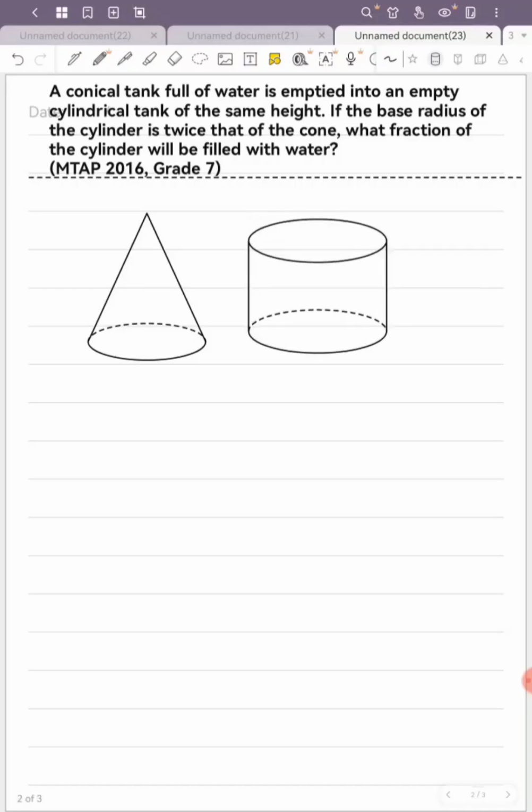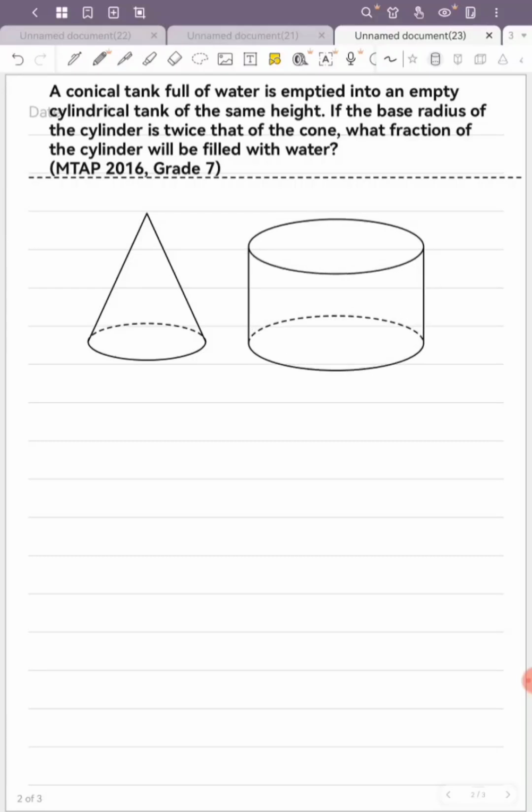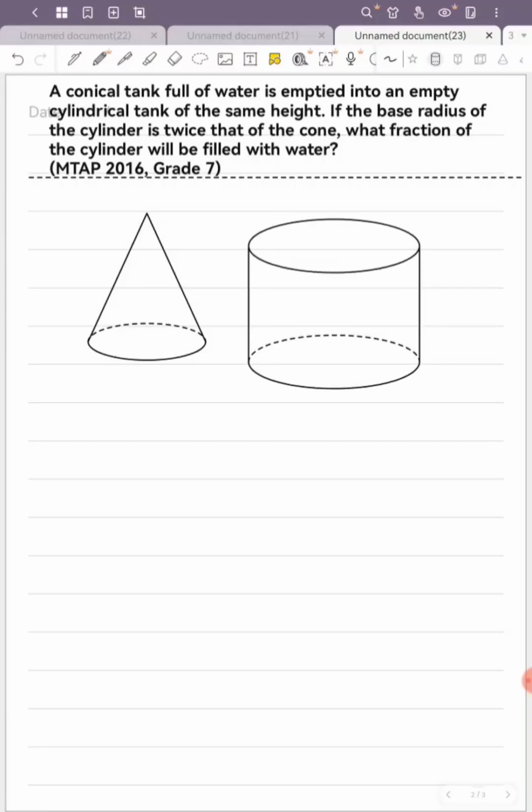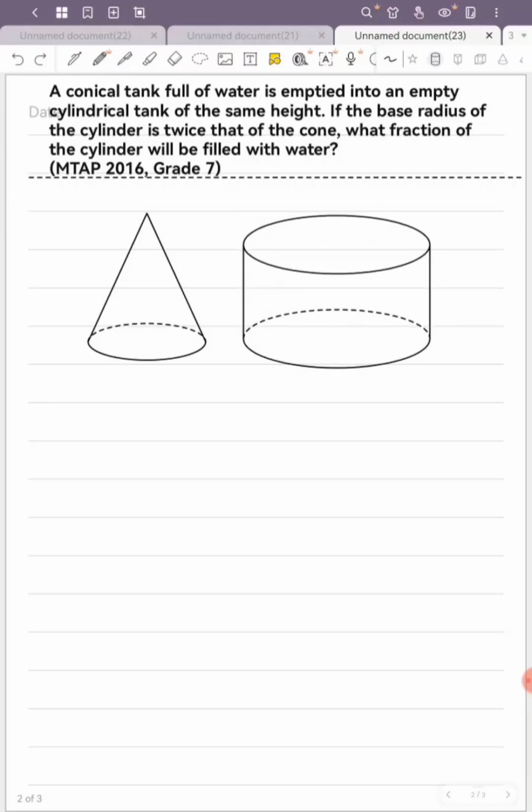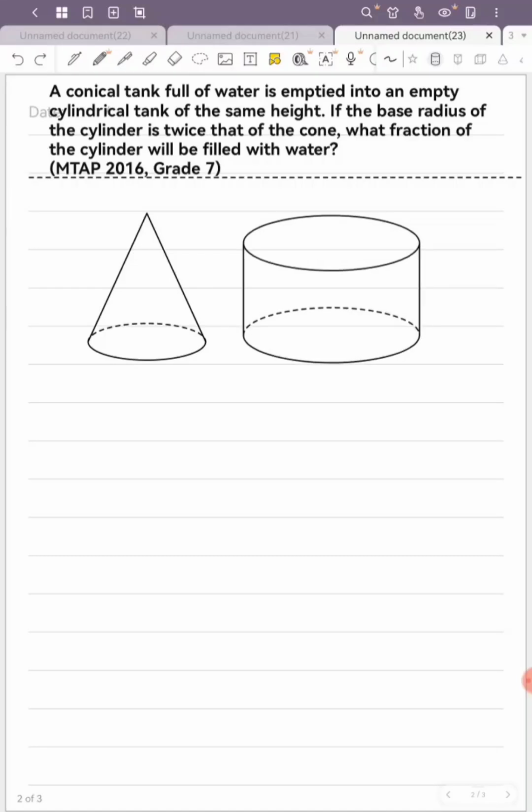First, we need to recall the volume of the cone and the volume of the cylindrical tank. Let's assume that this is the cone, and the cylindrical tank has the same height, but it has a base radius that is twice the radius of the cone. So same height, but the radius should be twice, just like this one.